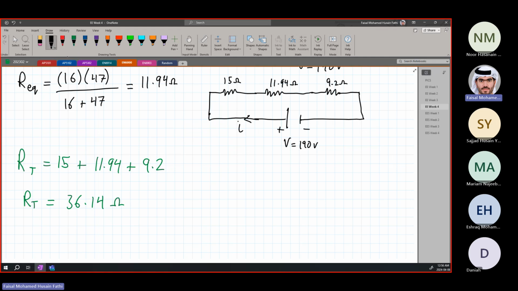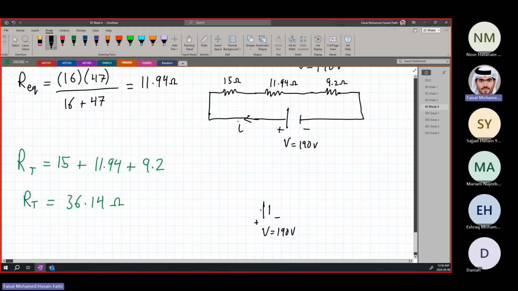If you notice, I still haven't solved the question. I'm just trying to do the reduction that we already did earlier. Because part of the question is going to ask you to find the total resistance. But even if we have a battery, a voltage source, the way of solving is exactly the same.